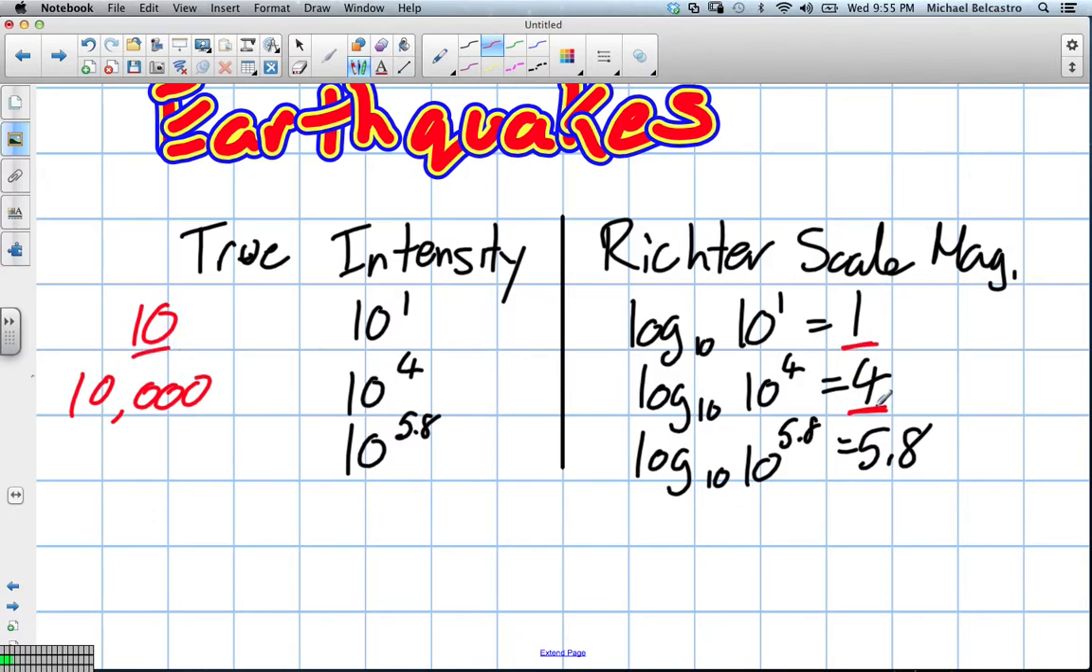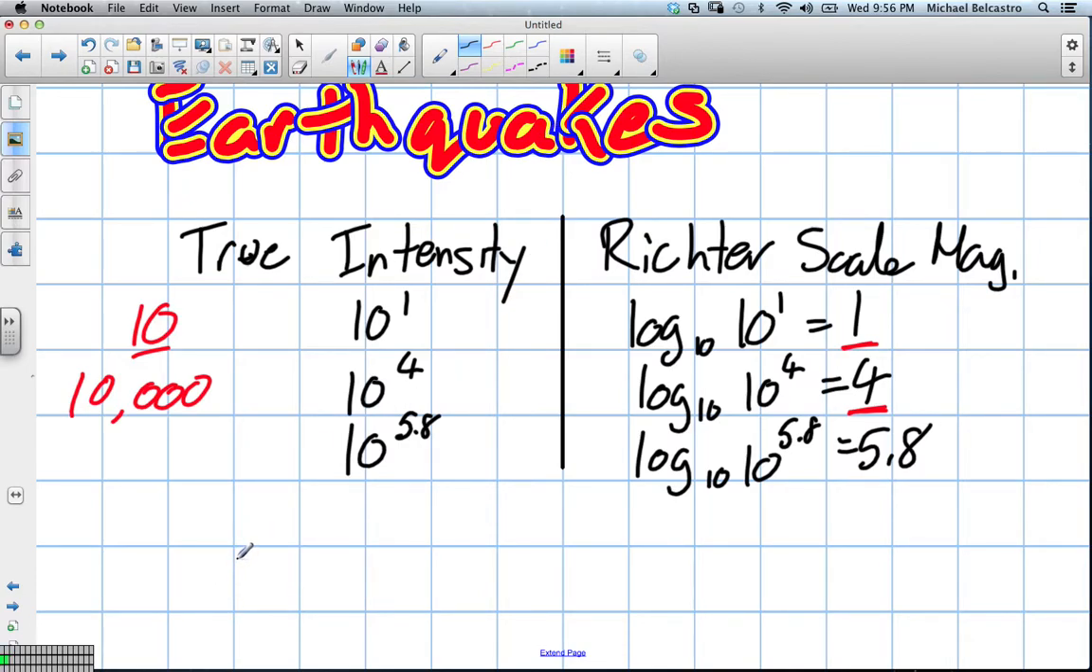A 4 on the Richter scale is not 4 times as large, but 10 to the power of 4 times as large. In other words, it's like multiplying by 1,000. So it's 1,000 times as strong. And if we were to jump up to 5, or in this case 5.8, this makes a bit of a different number, okay?